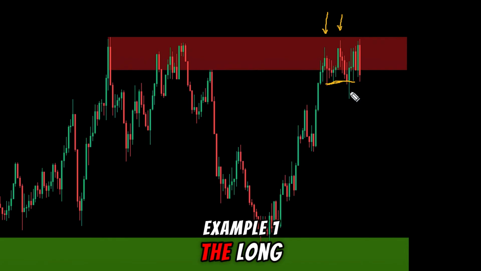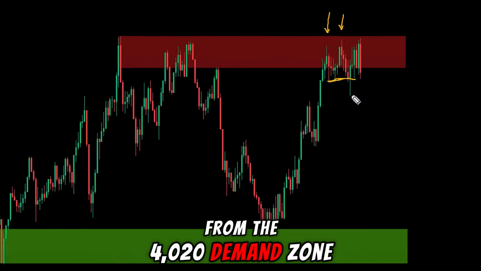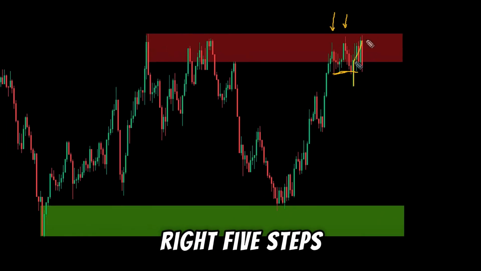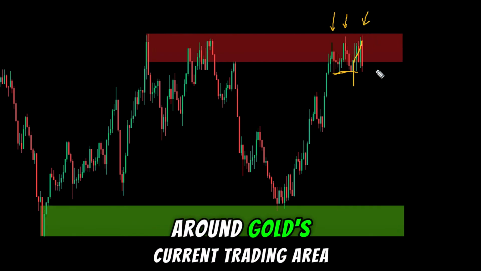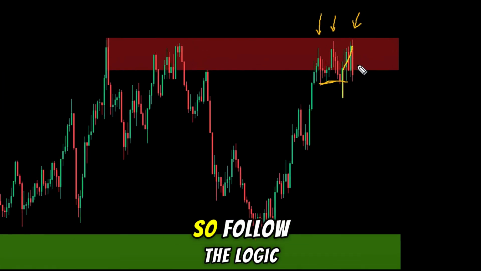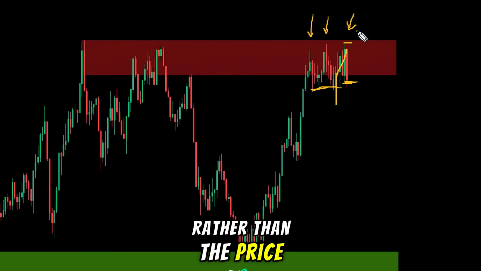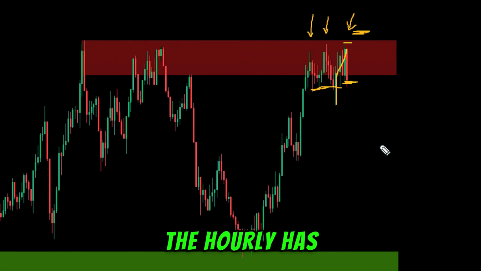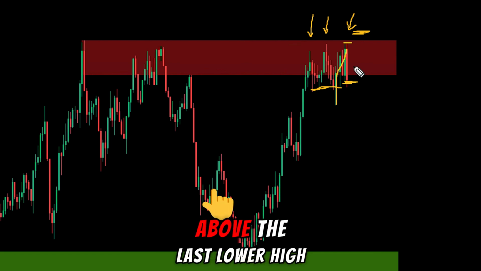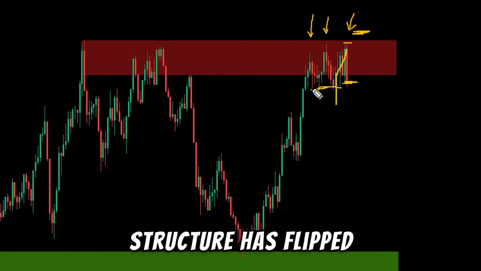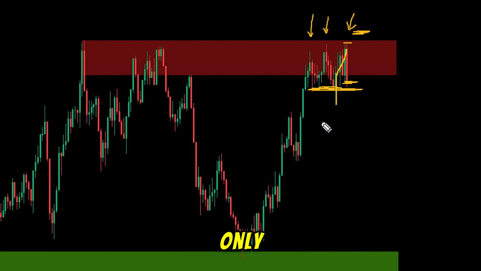Worked example 1. The long from the 4,020 demand zone. Right, 5 steps on one chart. These are illustrative levels around gold's current trading area, so follow the logic rather than the price. Step 1. The hourly has swept a low, near 3,970, reclaimed it, and closed above the last lower high. Structure has flipped. I'm a buyer only.